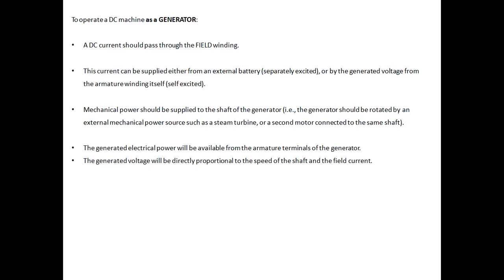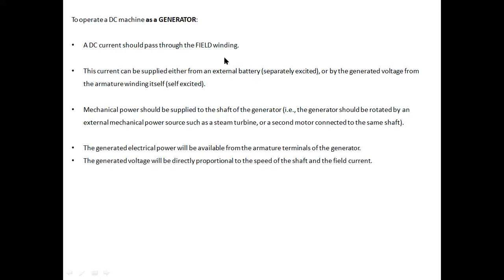It will generate the supply, because when we are using the DC machine as a generator, it will generate the EMF, and that EMF can be used by the field winding. So we can give voltage from the armature winding itself. We can call this type of machine self-excited. Or we can give external power supply to the field winding and to the armature winding.